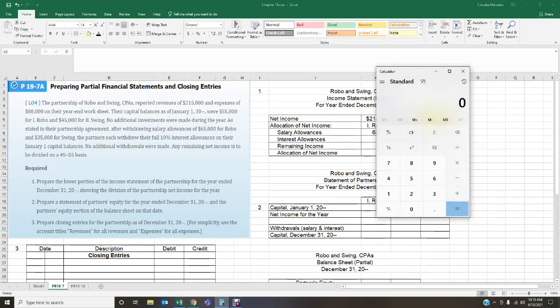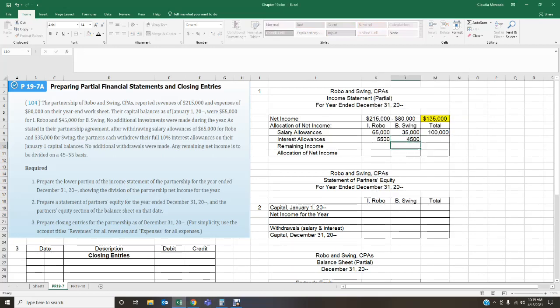Swing had capital of $45,000 and a 10% interest allowance. That's going to give him $4,500. So let's see what that gives us. That means that we paid $10,000 in interest allowance. It says no additional withdrawals were made. Any remaining net income is to be divided on a 45-55 basis.